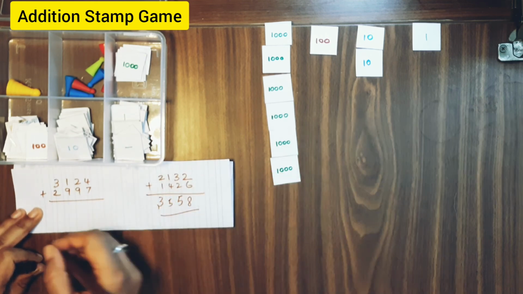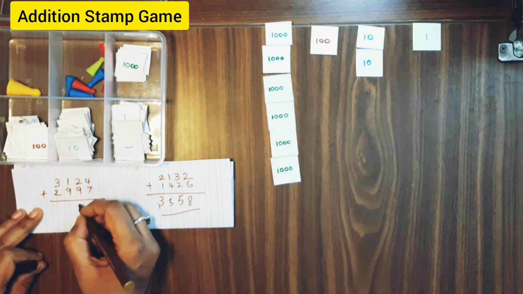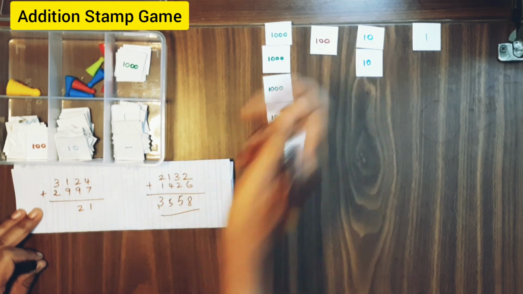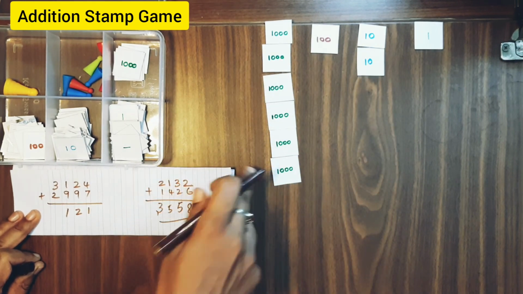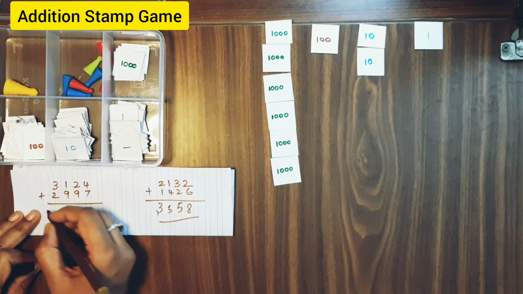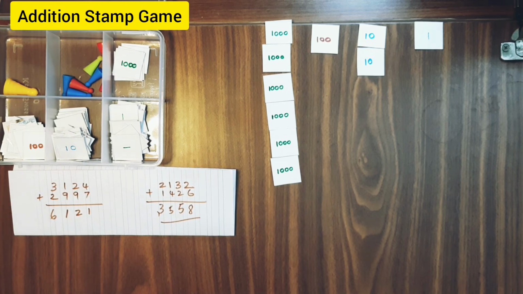How many units? 1. How many tens? 2. How many hundreds? 1. And how many thousands? 6. Okay. So this is the answer.